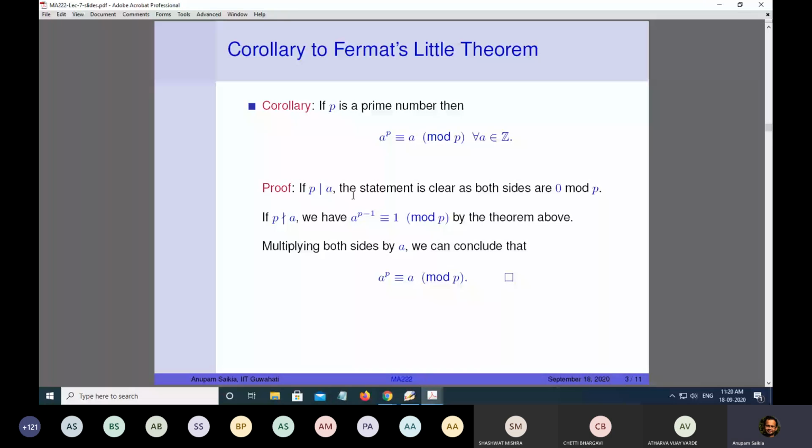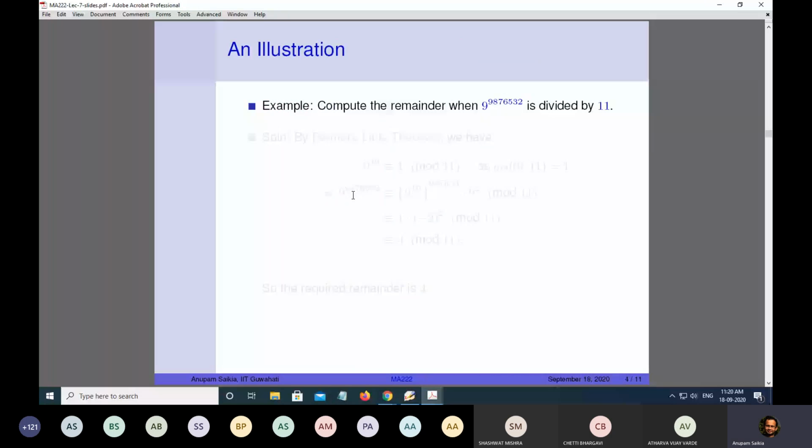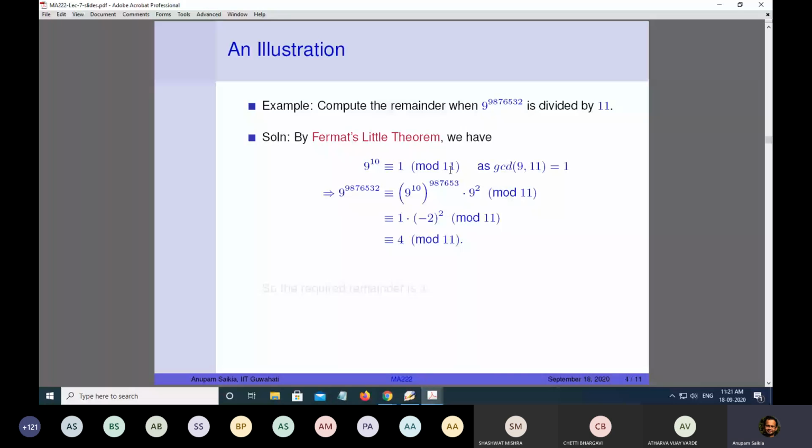So how does it help? For example, I want to compute a big modulus modulo some prime. When we have Euler's theorem, we can handle composite numbers also, but since we are demanding our modulus to be prime for Fermat's little theorem, let's just do this. Since 9 and 11 are co-prime, 9 to the power 10 is 1 mod 11.